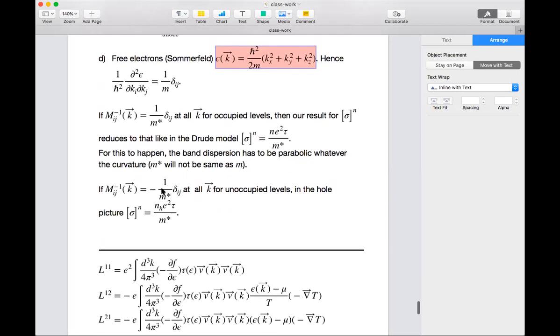Okay, and similarly for unoccupied levels, if I have a structure for M inverse which is minus 1 over m star delta ij, then in terms of the hole density I can write sigma like this. But essentially, I can recover the Drude form only in such special cases, which may happen in metals, but typically will not happen in other systems. Okay, so that's about DC electrical conductivity.